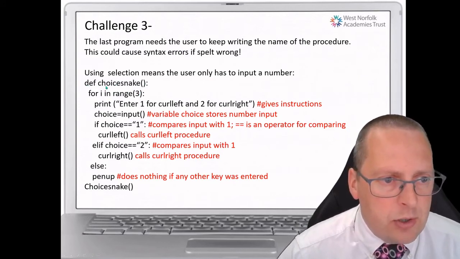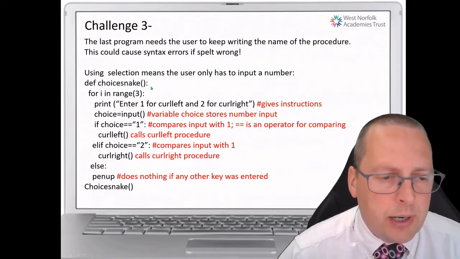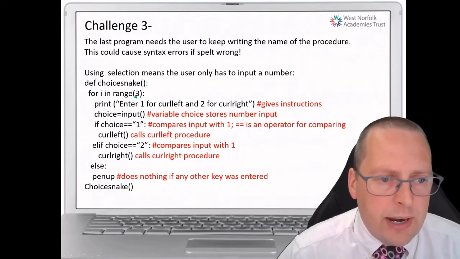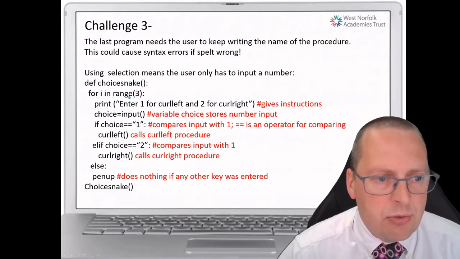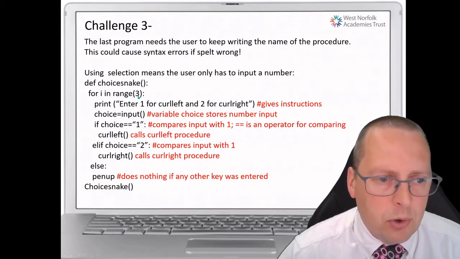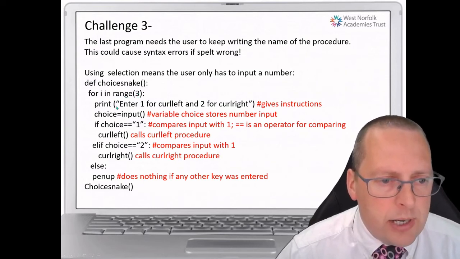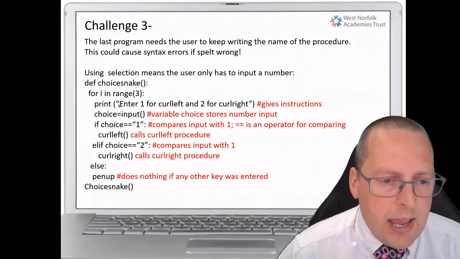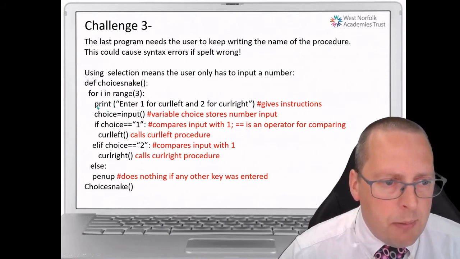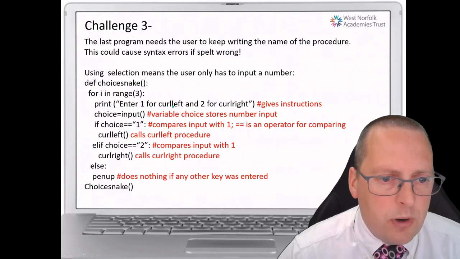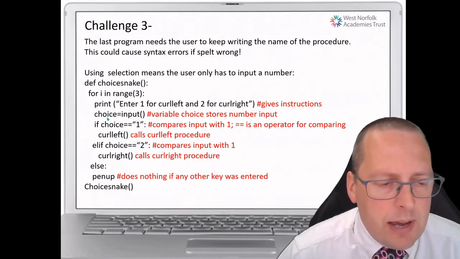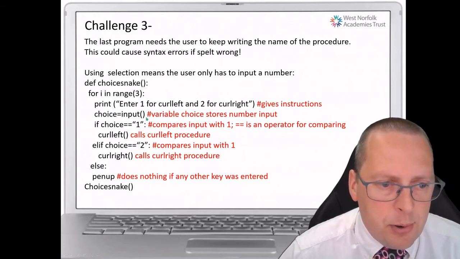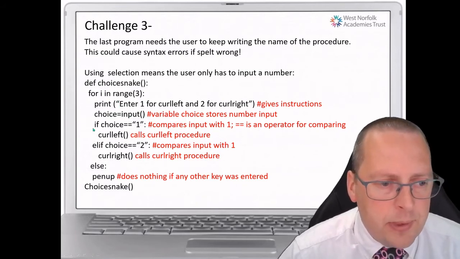So we'll define choice snake, open brackets, close brackets, colon. For i in range 3, we can change this number 3 later to get it to iterate or repeat more or fewer times, probably more. Print, enter 1 for curl left and 2 for curl right. So we're going to have a message appear on screen now, saying enter 1 for curl left and 2 for curl right. We do need these speech marks. And then we're going to have a choice. So choice equals input, open brackets, close brackets.